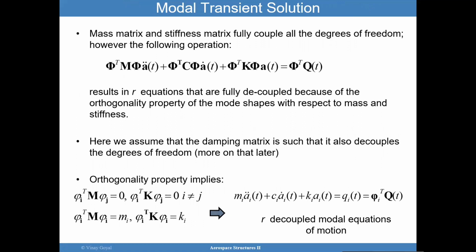The mass matrix and the stiffness matrix fully couple all the degrees of freedom. However, when I perform this pre-multiplication like that, it results in a mathematical miracle, and that's that every single one of these equations will be fully decoupled because of the orthogonality property of the mode shapes with respect to the mass and the stiffness. And here we will assume that the damping matrix is such that it's decoupled fully. And you can prove that. I won't do it here.